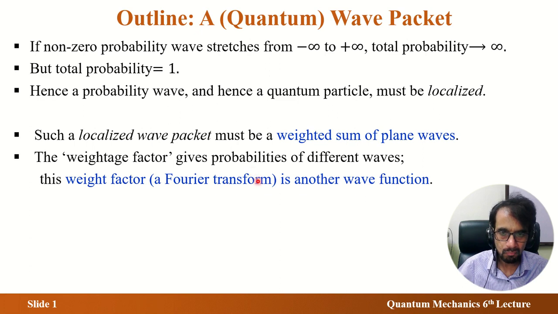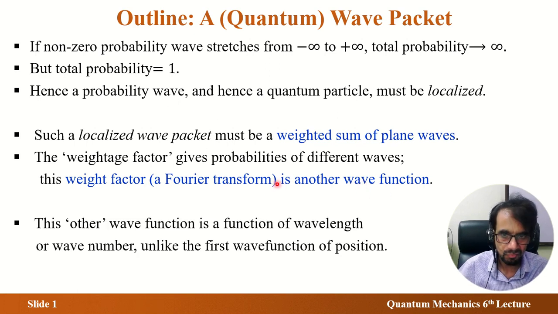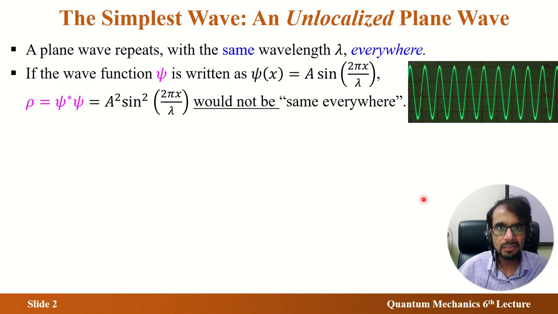It's called the Fourier transform, or in general the wave packet, and that is the second wave function to be introduced in this course, in addition to the first wave function with which we started the course, and that was the position wave function. That was a function of position, and this will be a function of wavelength. Different wavelengths have different Fourier transform. So this is another function to be introduced, and that is the target of this course. Now the detail of that is, first I have to tell you what a plane wave is.